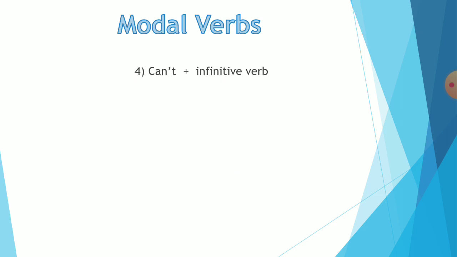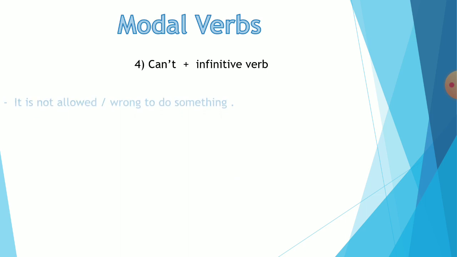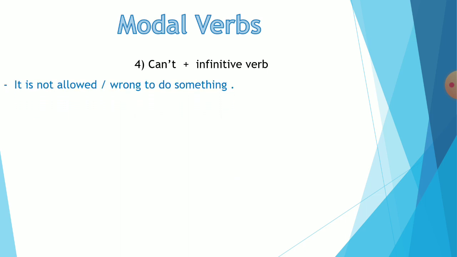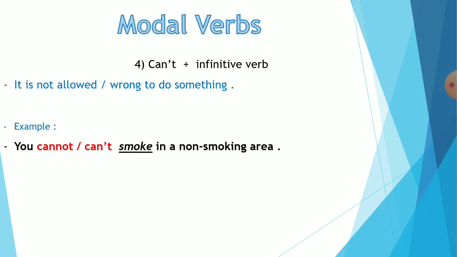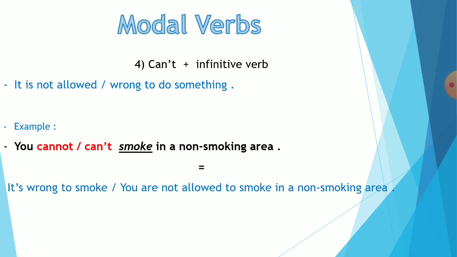And finally, we have the fourth modal verb, which is can't. Now, can't means it is not allowed to do something or it is wrong to do something. For example, you can't or cannot smoke in a non smoking area. Now, that sentence means that it is wrong to smoke or you are not allowed to smoke in a non smoking area.